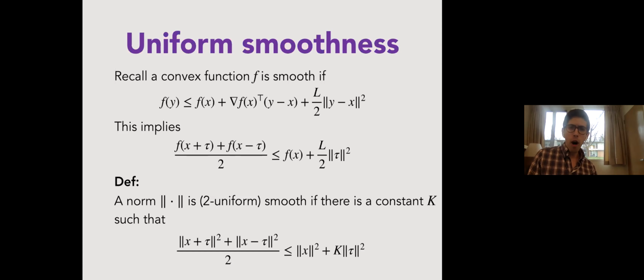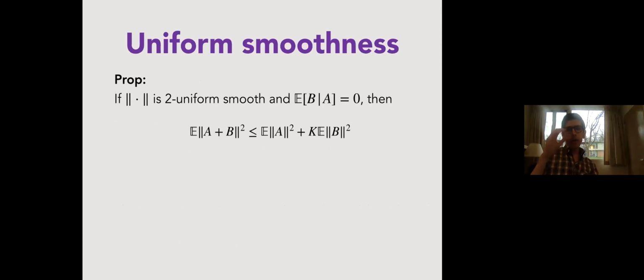Why will this matter for us? Well, it turns out that the key property is that if you have a uniformly smooth norm, then something like a bias-variance decomposition holds. If my norm is 2 uniform smooth and B is conditionally mean 0, then the expectation of the square of the norm of the sum is bounded above by these two quadratic terms. This looks very similar to what I had on the previous slide.